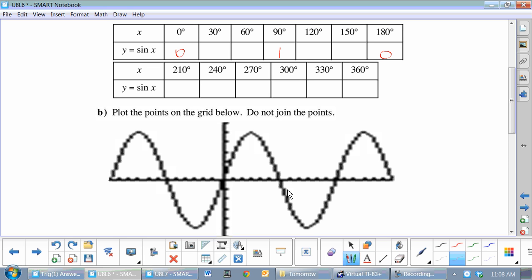Then I come down. Now I'm at 270. Sine of 270 is negative 1 on your graph, right? We're now there at the very bottom. Then we're coming back up to 360, and we're at 0. So here is one period, and all of these are on your unit circle, every single one of them. So let's see how good your memory is. We went by 30 degrees. What do you think sine of 30 would be?